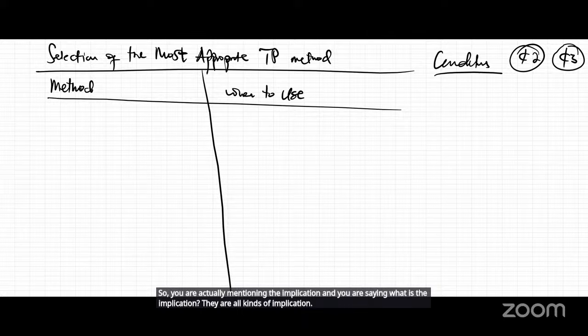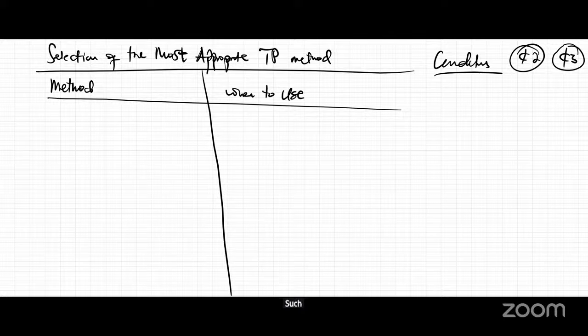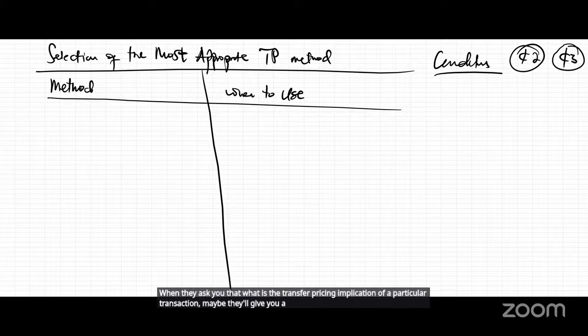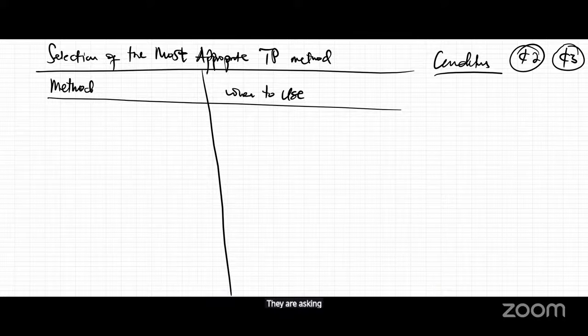Hello. Please, I want to ask a question. Ask. When they ask you what is the transfer pricing implication of a particular transaction, maybe they'll give you a case and they say, what is the transfer pricing implication? What are they trying to say? They are asking for the add backs. What would you do under transfer pricing and how do you add back or deduct from profit?